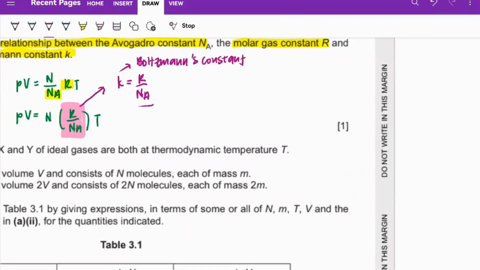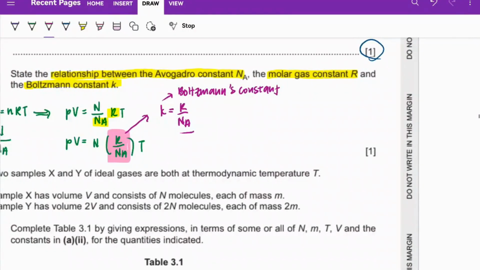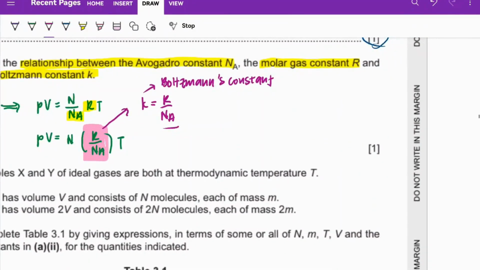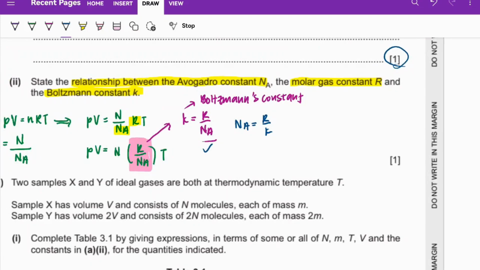You can write it this way, or because they didn't specify which one to make the subject, in the answer scheme they'll probably write it as NA equals R over K. Not a problem. Honestly, if you ask me, I don't think it's a problem to write it this way also, because they didn't specify in the question which to write as the subject. As long as you can clearly show the relationship between K, the Boltzmann constant, the molar gas constant, and the Avogadro constant, I believe you will get your 1 mark.